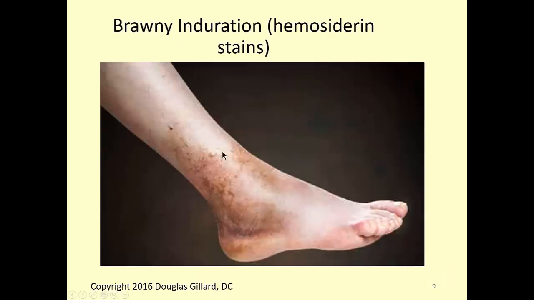Okay, here's a nice example of brawny indurations. So if your patient came in and you're doing a workup, he had sciatica, and you looked at his leg and the gator area here, you saw this, you'd have to start asking some questions about what? Have you ever had blood clots in the past? You know, these are hemosiderin stains. He has high venous pressure, venous stasis, and it's resulted in blood cells being destroyed, releasing hemosiderin. So you've got to find out what's going on there.